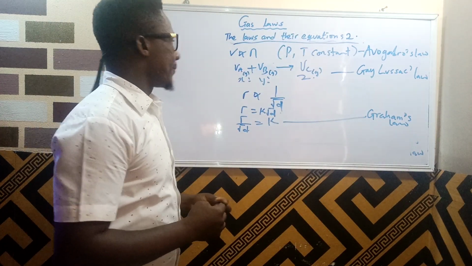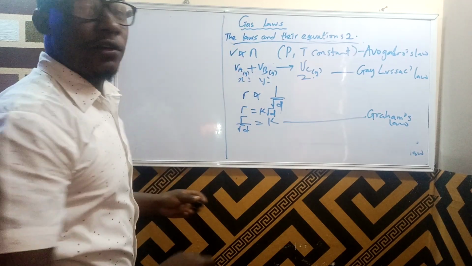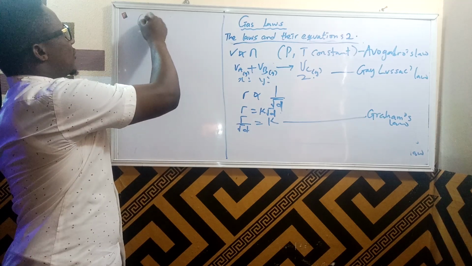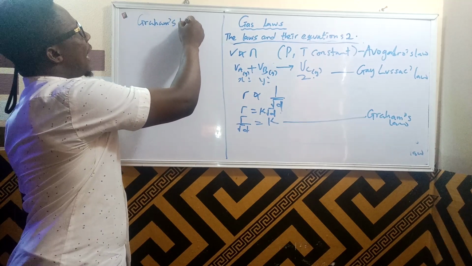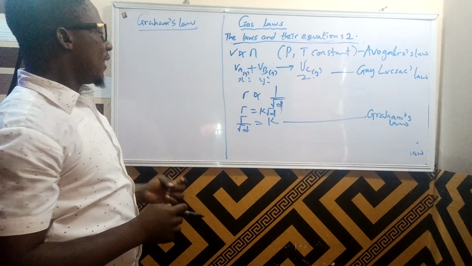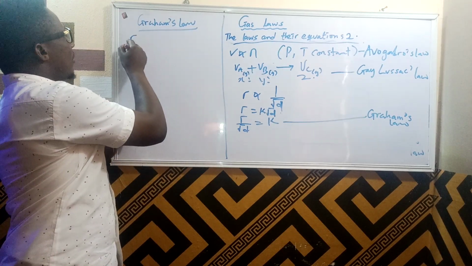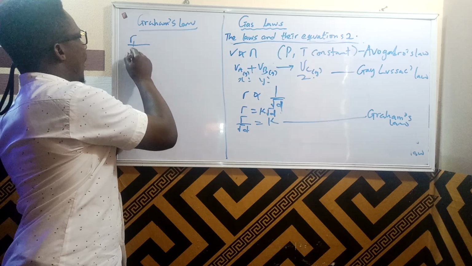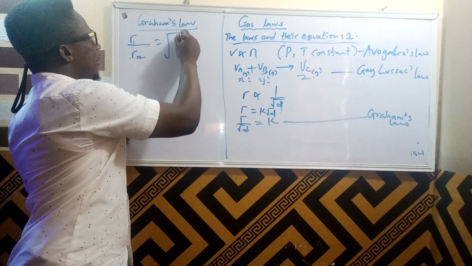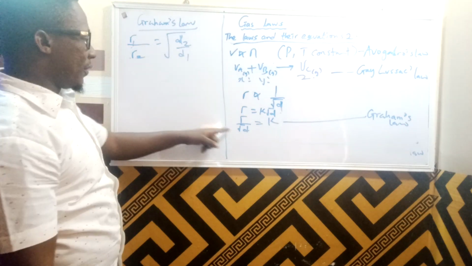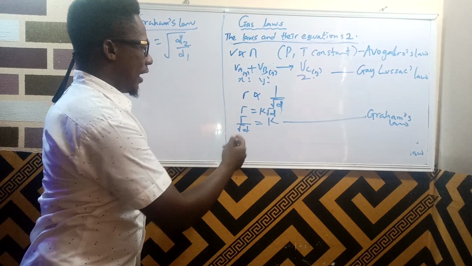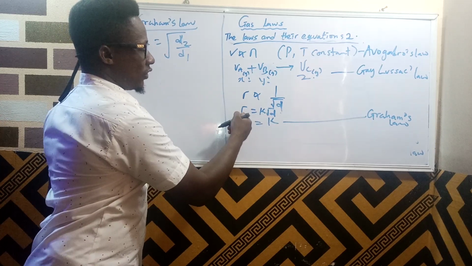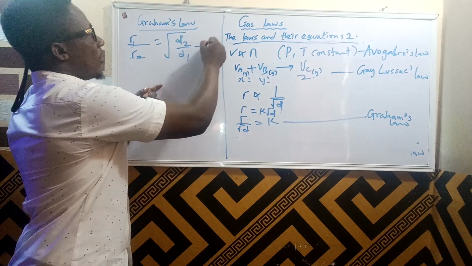Now we are going to move on with this law. It does not finish from here. Let me express how this law is going to be for Graham's law, and break it down a bit so you can understand. You will recall that from this equation, R1 over R2 is equal to root D2 over D1, since they are inversely proportional. Call this one equation 1.